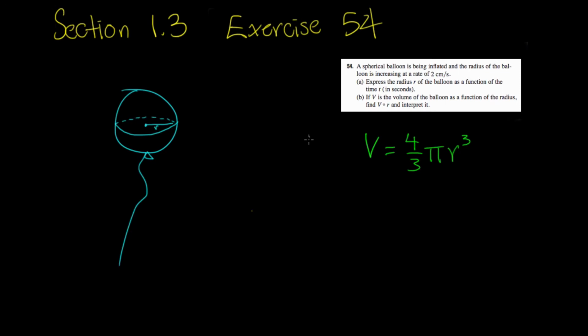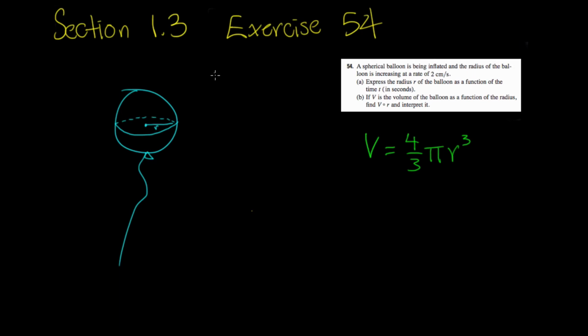Okay. A spherical balloon is being inflated and the radius of the balloon is increasing at a rate of 2 centimeters a second. So after 1 second, assuming the balloon has no volume, its radius will be 2 centimeters. After 2 seconds its radius will be 4 centimeters, and after 3 seconds its radius will be 6 centimeters. Do you see where we're going here?